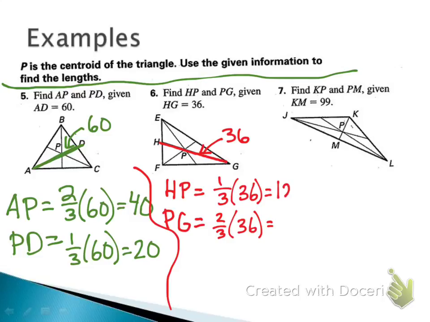12. Now you can either think 12 times 2 to get the longer one, or you can think 36 minus 12 to give you the longer one, or you can think 2/3 times 36 to give you the longer one. Again, lots of ways to reason through this. But what is the longer segment? 24. Wonderful. Questions?